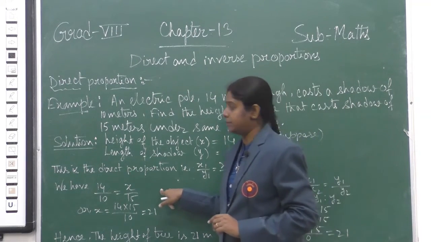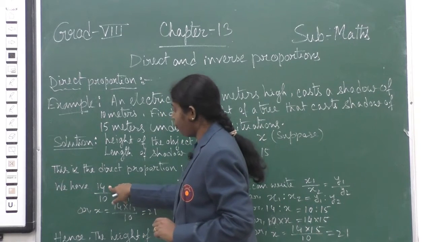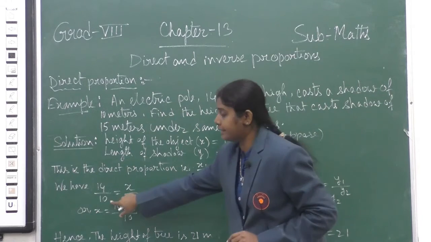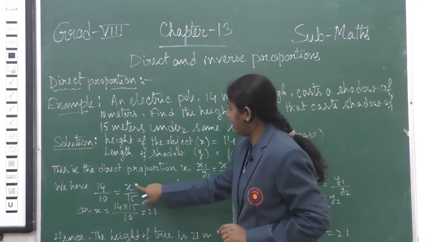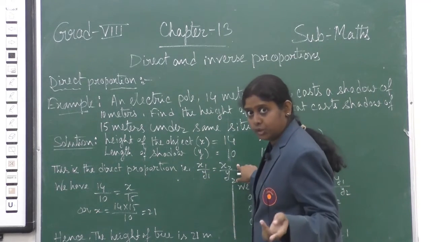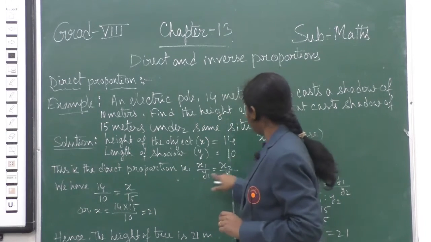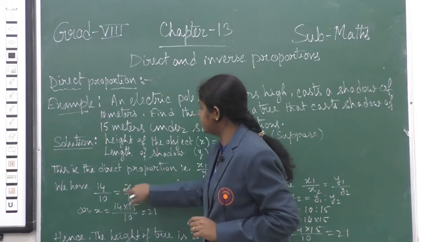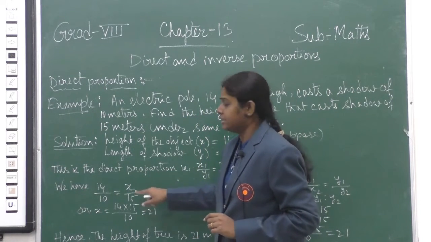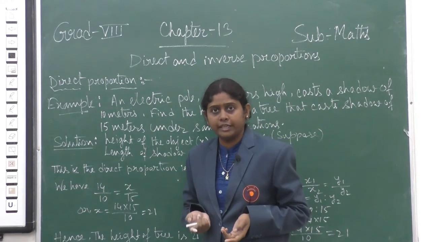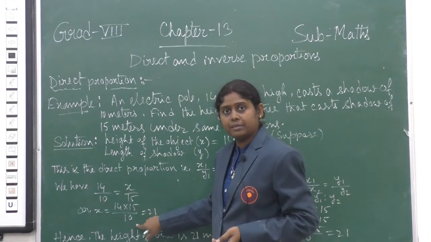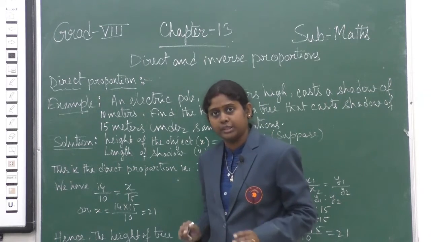So, first method: we have 14 by 10, where 14 means X1 and 10 means Y1, and X means X2, which we need to find out, and 15 means Y2. So after putting in the values, 14 by 10 is equal to X by 15. Just using your concept of linear equations, you will get X is equal to 14 into 15 by 10, which gives you the value 21.